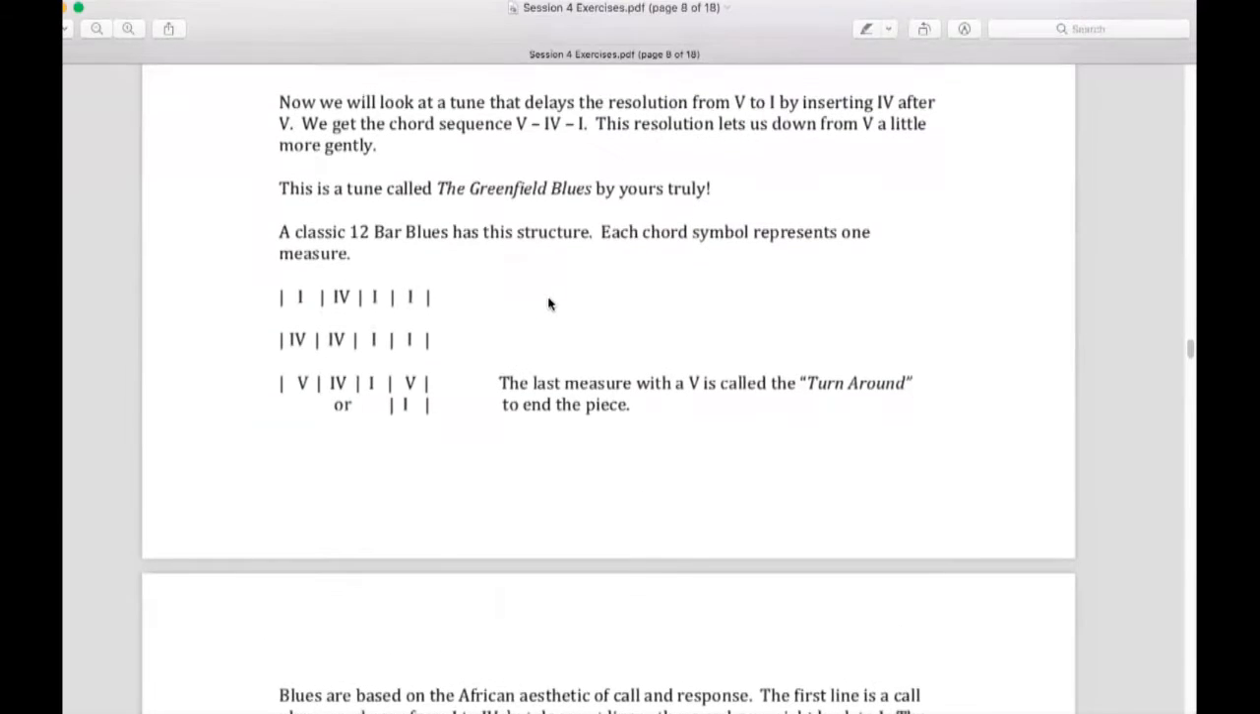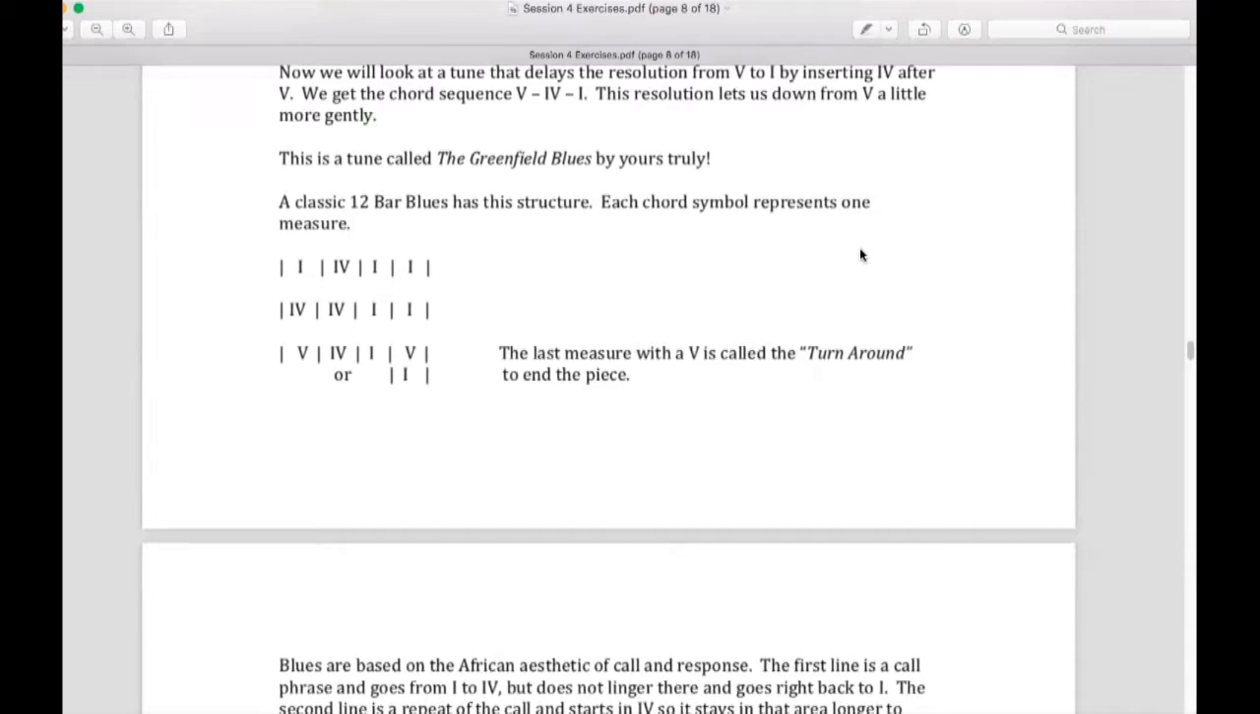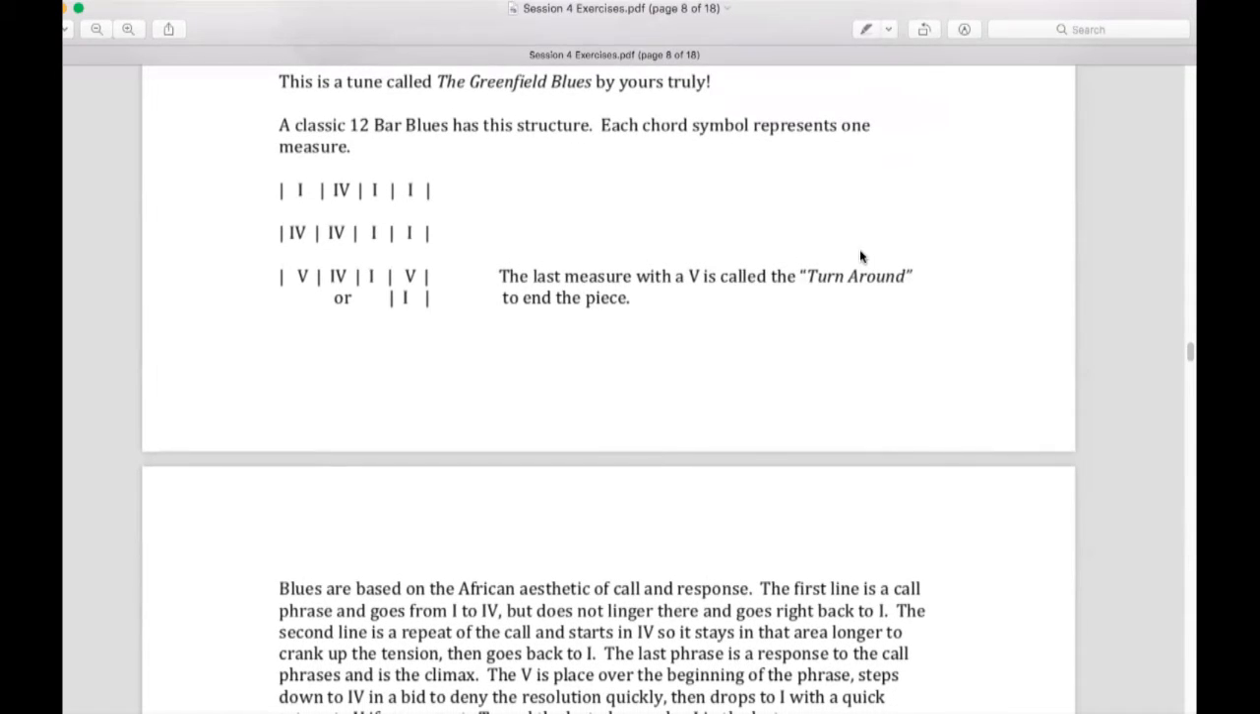All right, so we're going to go back, and this is a classic 12-bar blues structure. Each chord symbol represents 1 measure. So in the blues, we have 3 lines of music for 12-bar blues, 3 lines of 4 bars each. The first line goes like this: 1, a quick nod to 4, 1, 1. Sometimes you don't even go to 4. Sometimes in these blues, you just stay in 1 right there. What this means is there's a quick little tension that doesn't stay there very long, and then it gets released.